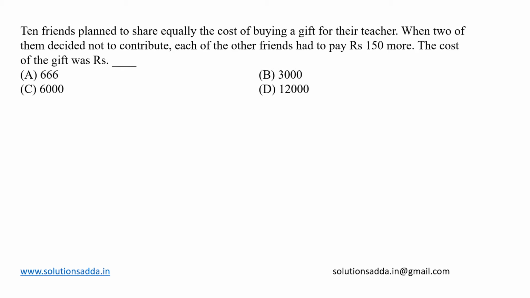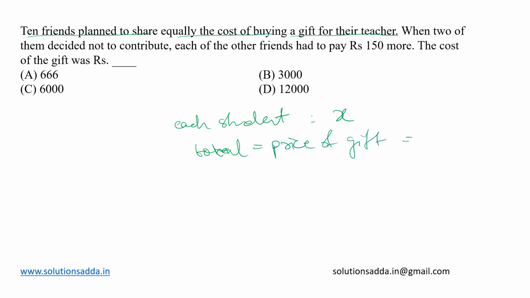This is a general aptitude question. It is said that 10 friends have planned to equally share the cost of a gift for their teacher. So let us assume that each student contributes X rupees. Then the total amount contributed by all of them, which will also be the price of the gift, will be 10 times X.